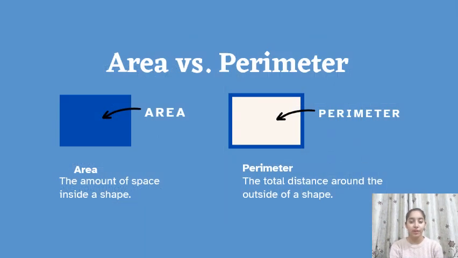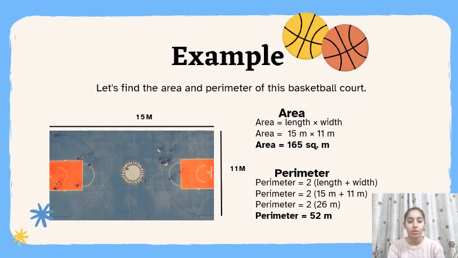So what is the difference between area and perimeter of rectangle? Area is the amount of space inside the rectangle, and perimeter means the boundary. The total distance around the outside of rectangle is the perimeter of rectangle. To calculate the area of rectangle, we simply multiply the length by width of the rectangle. And to find the perimeter, we simply add up all the four sides. Since the opposite sides of a rectangle are equal, the simplified formula is 2 bracket length plus breadth.